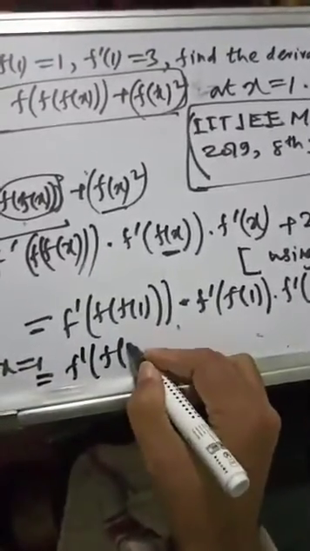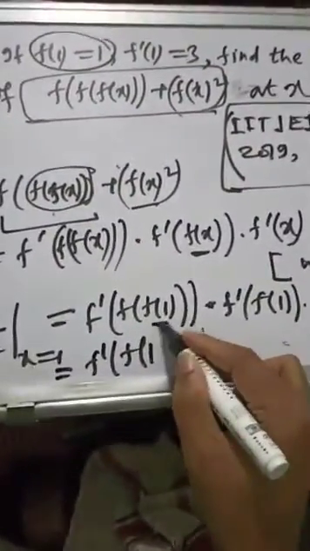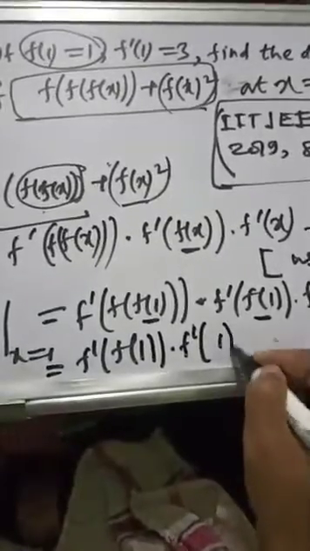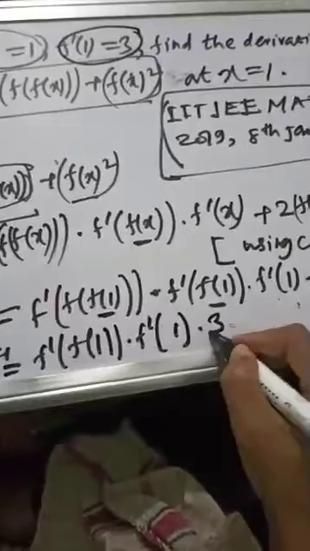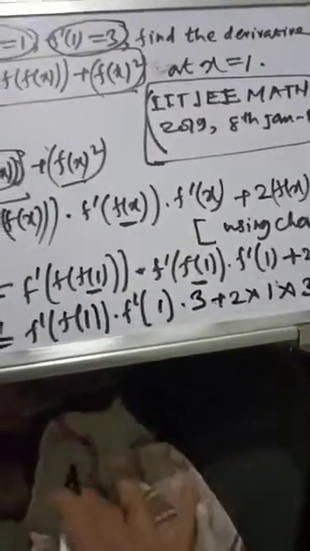What is f of 1? f of 1 is 1, so we will put f of 1 equal to 1. What is f dash 1? f dash 1 equal to 3, so 3. What is f of 1? 1. f dash 1 is 3.